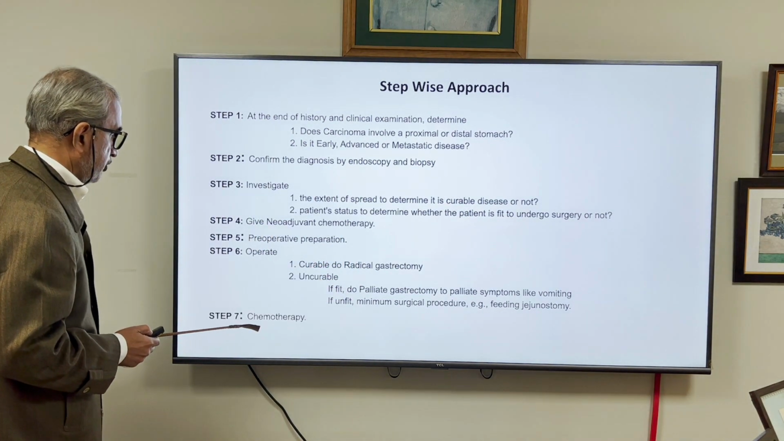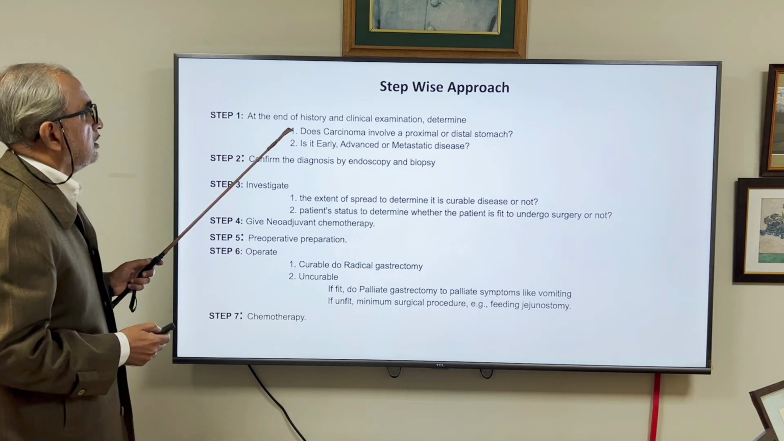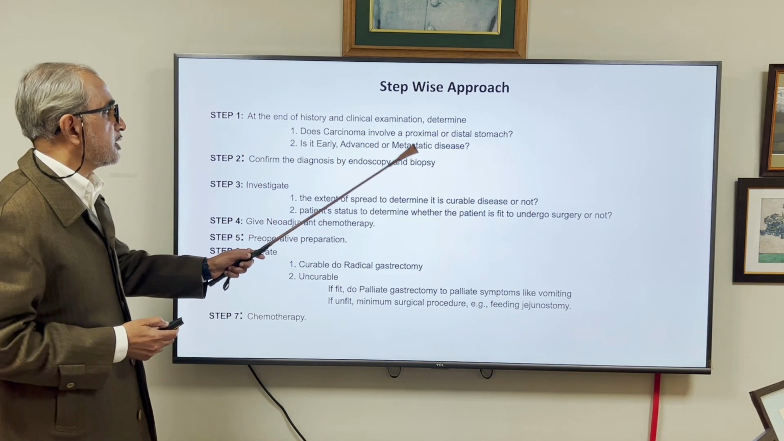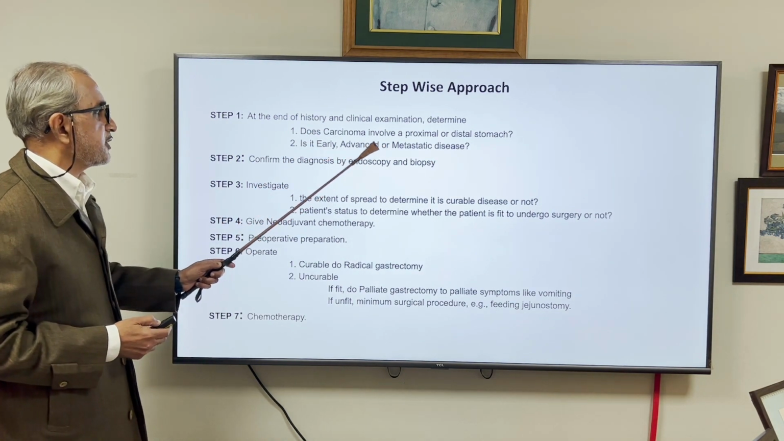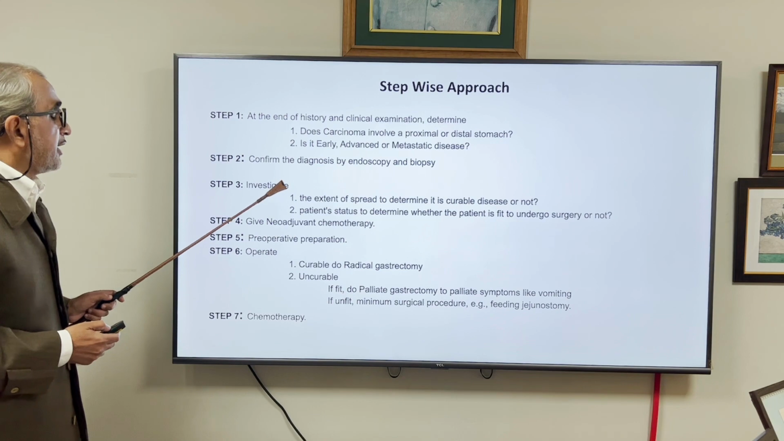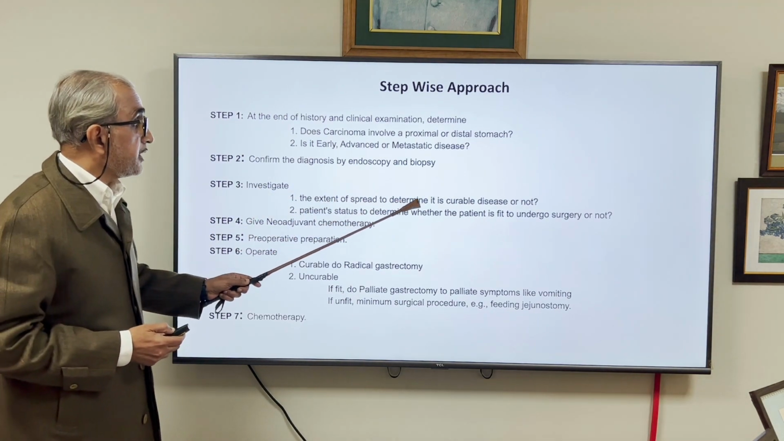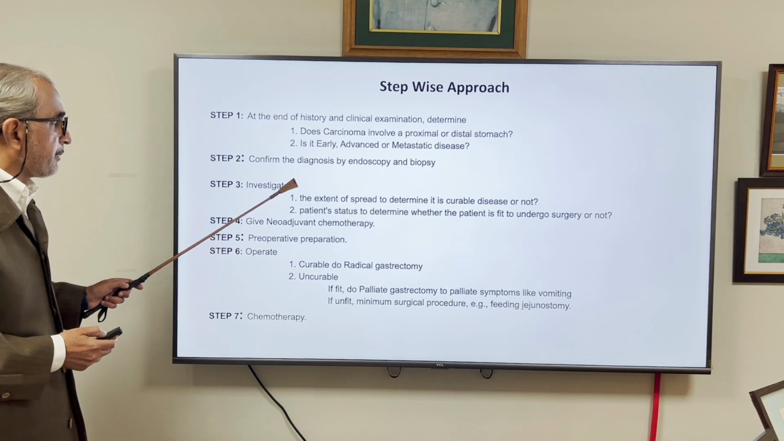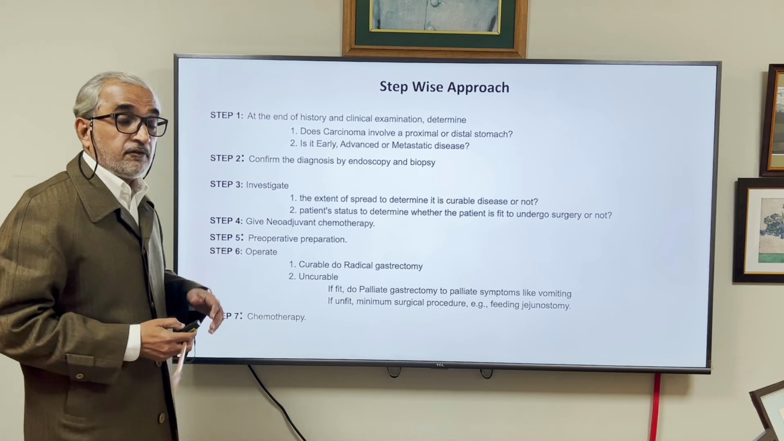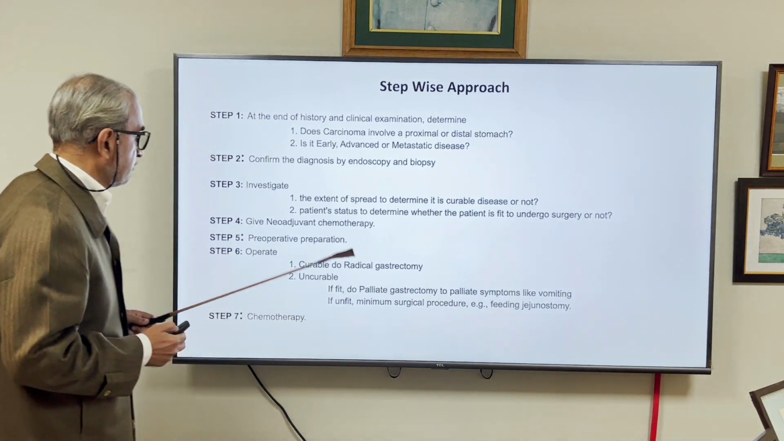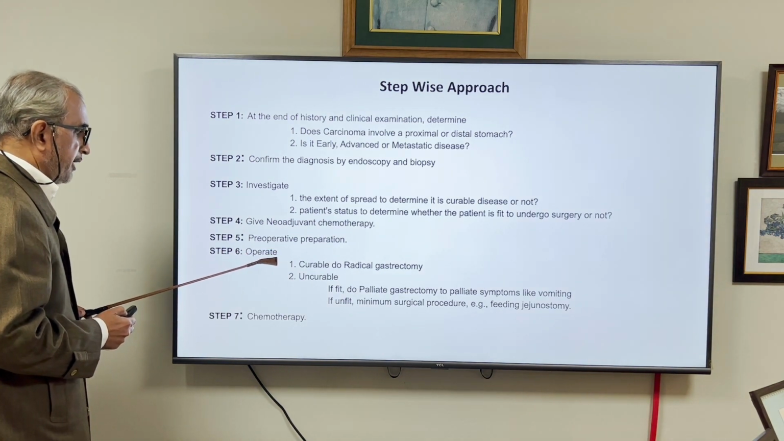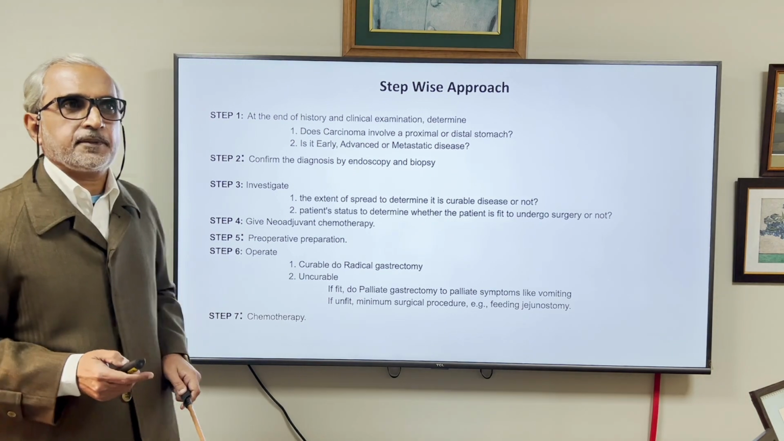and then again chemotherapy. So a step-based approach will be: have a thought, does the carcinoma involve the proximal or distal stomach? Is it early, advanced or metastatic? Then confirm the diagnosis by investigation of endoscopy and biopsy. Then determine the extent of spread, whether it is curable disease or not or metastatic, again by means of investigation, and determine patient status, again by means of investigation, whether the patient is fit to undergo surgery or not. Then give neoadjuvant chemotherapy, prepare the patient for operation, operate, followed by chemotherapy.